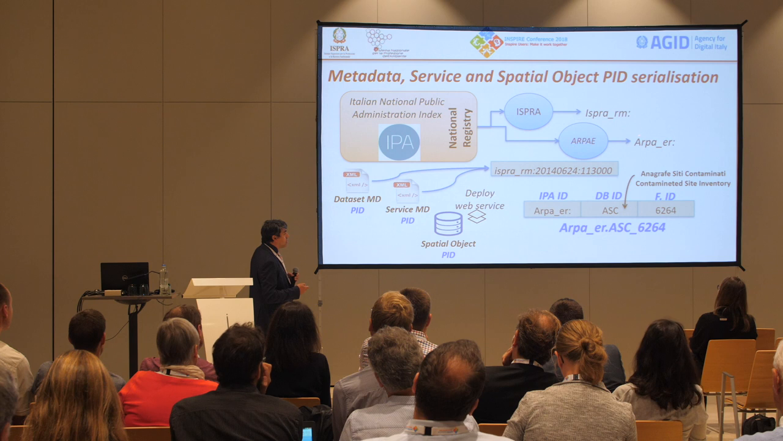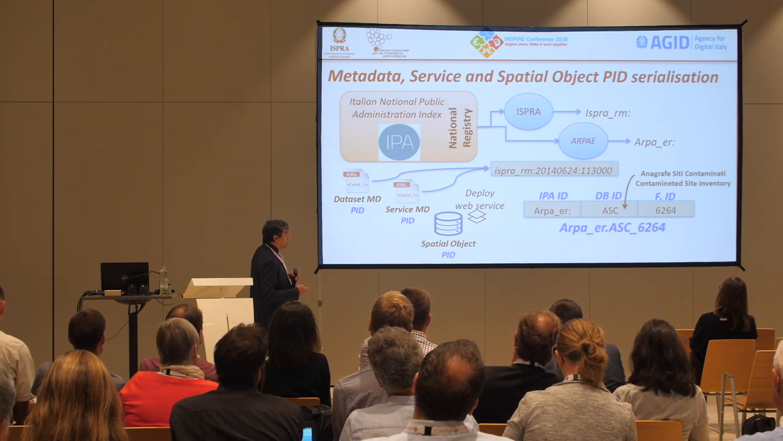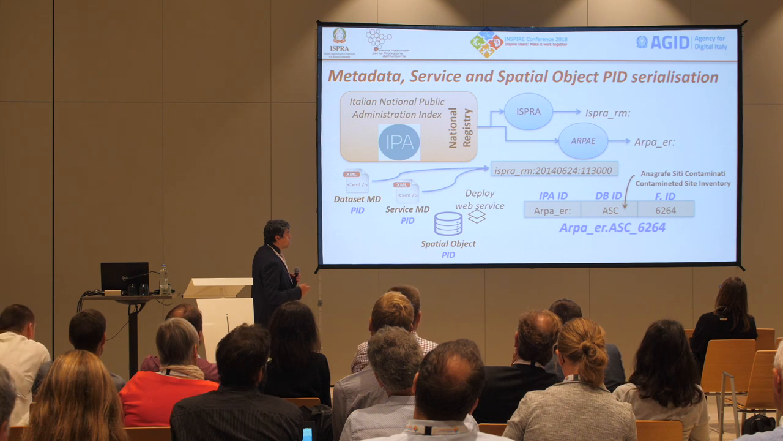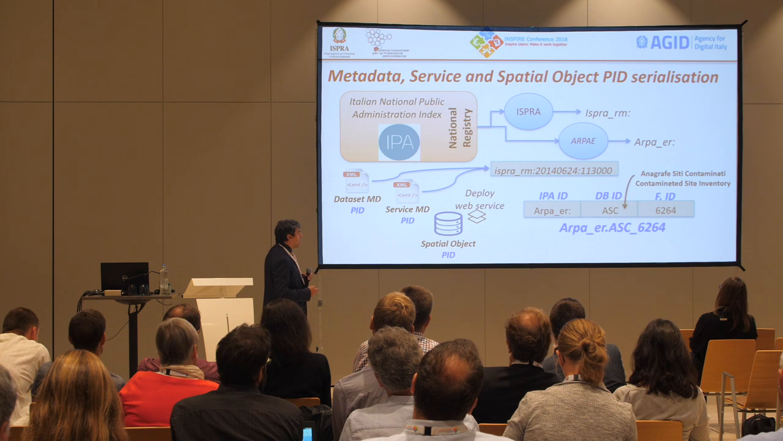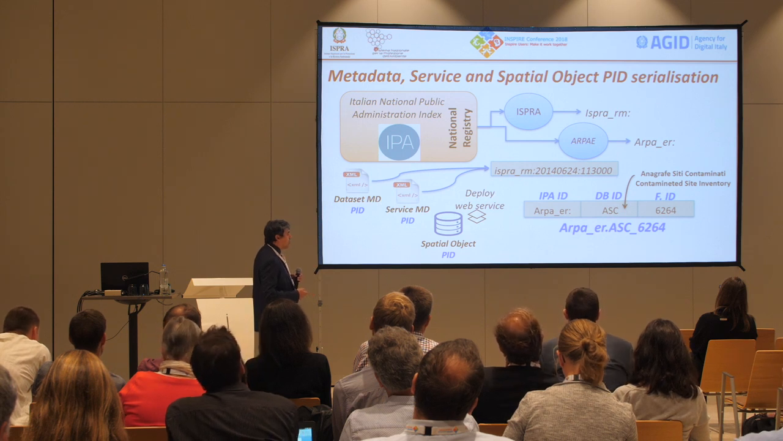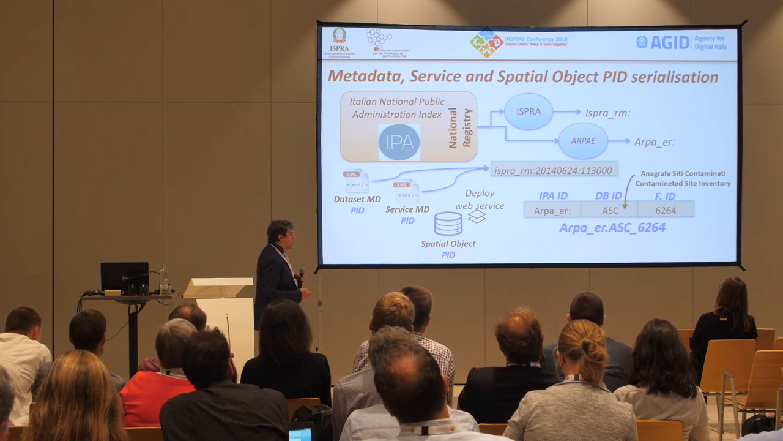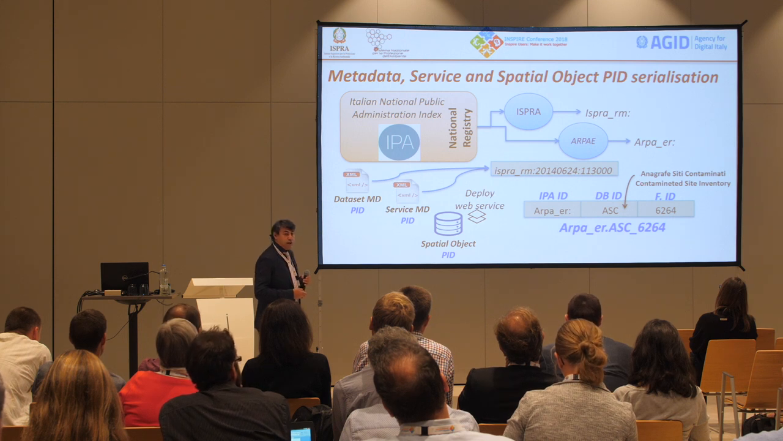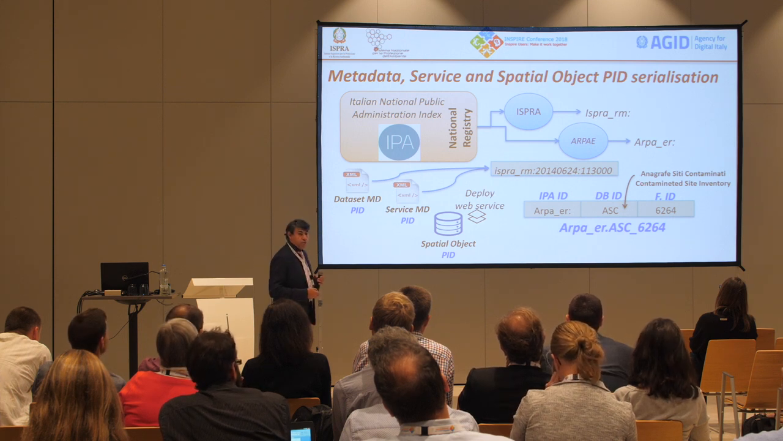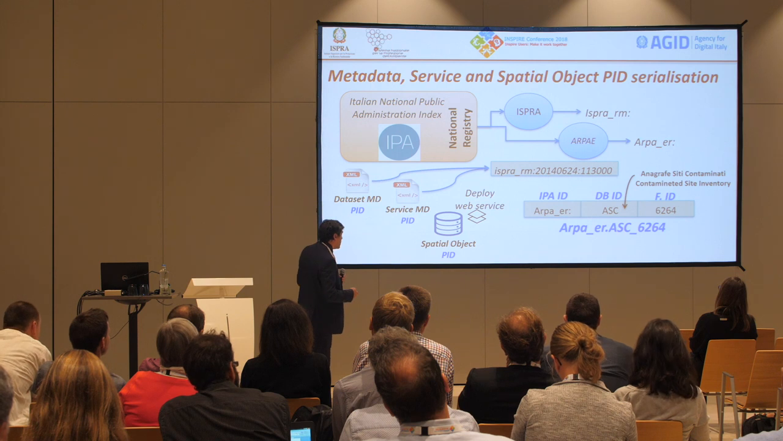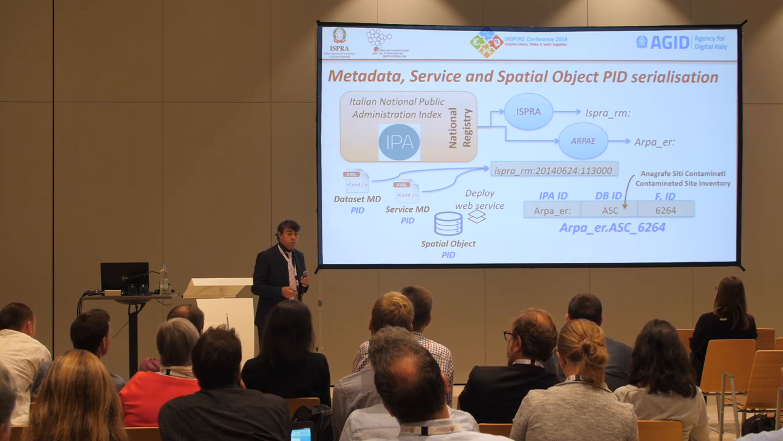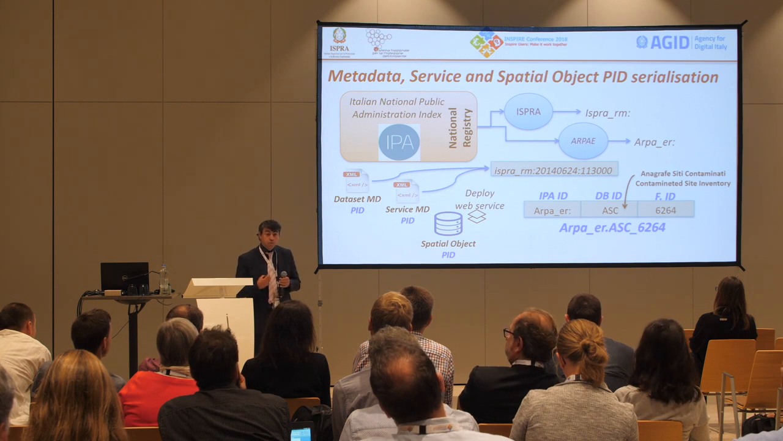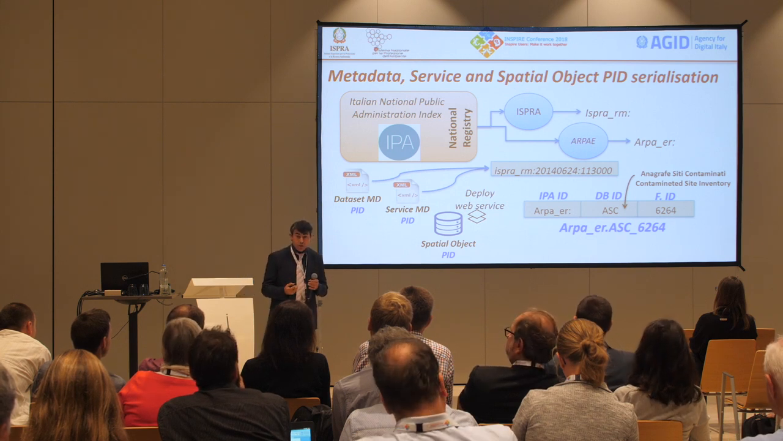My organization, a regional agency, the Emilia-Romagna Regional Agency for Environmental Protection, has our IPA code. We use it in the persistent identifier of an object, taking into account the database where it comes from and also a feature number that we have. So in this way, we have a unique identifier that is quite useful to recognize, but it's also quite useful for a regional system.